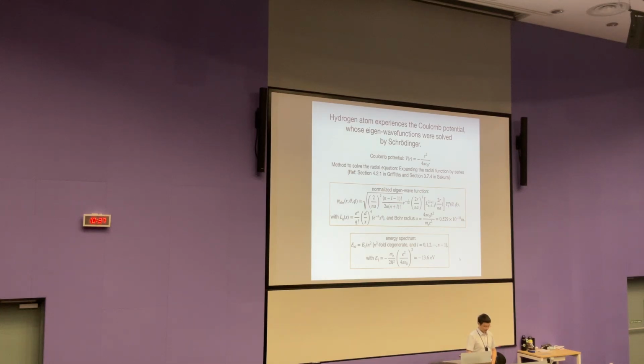Okay, those are about the numbers. But the really peculiar feature is this degeneracy. I think I have said this multiple times, but let me ask you again: why should we expect that this energy should not depend on the magnetic quantum number M? Why should we expect that?